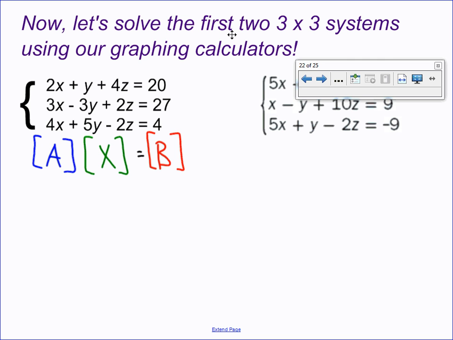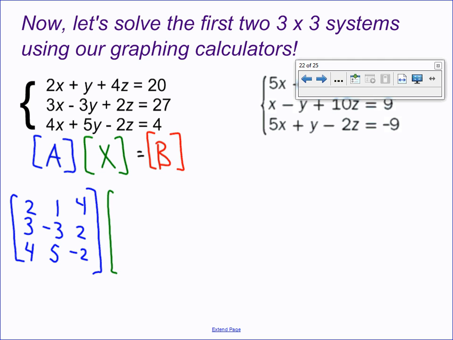In our graphing calculators, we'll enter a new matrix. Our coefficient matrix would be 2, 1, 4, 3, -3, 2, 4, 5, -2. Our variable matrix from top to bottom would be x, y, z. Our constant matrix, in order, top to bottom, would be 20, 27, 4.